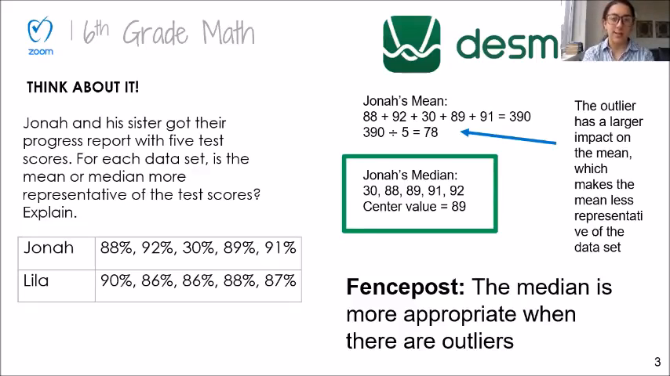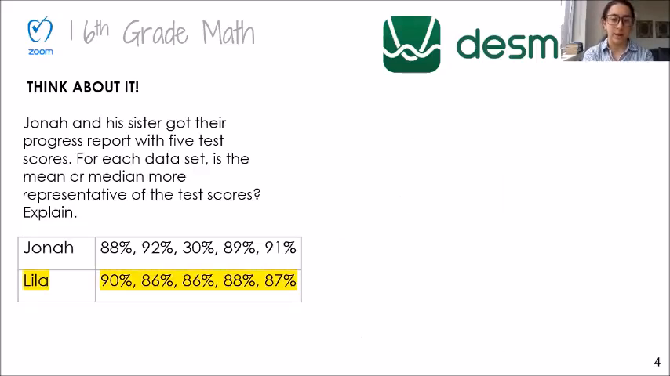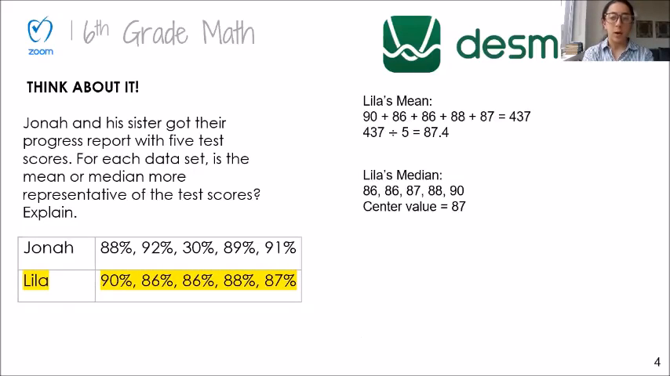Now let's look at Lila's data set. You already answered this in the Think About It. We know that Lila's mean, when we calculate it, is 87.4. We know that her median is 87. So which is more representative, the mean or the median? Your teacher's going to pause the video and call in a few scholars to share before we come back together.